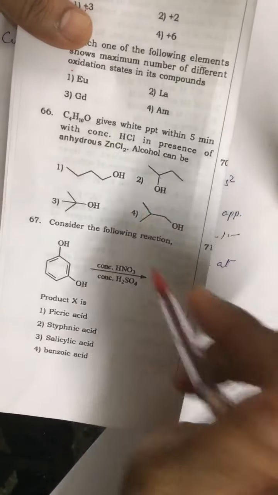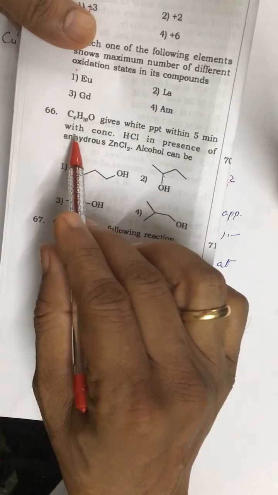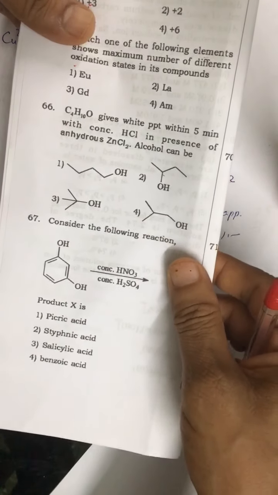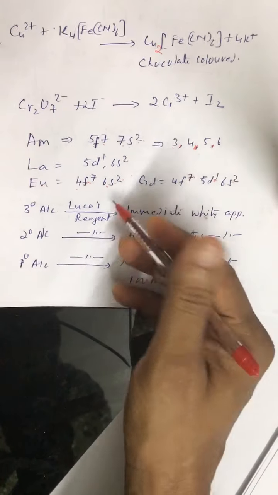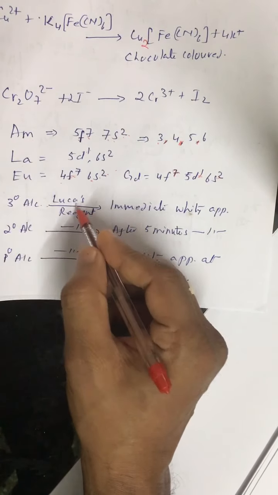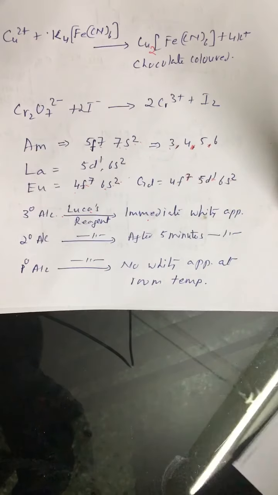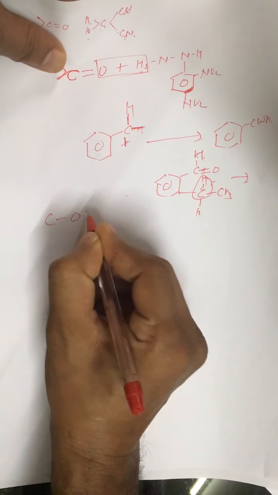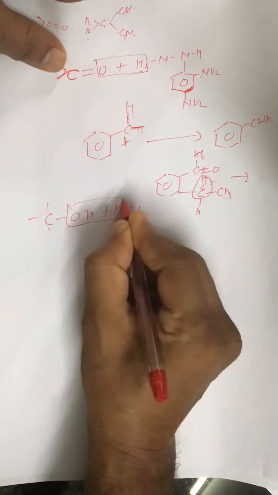Look at 66. C4H10O gives a white precipitate within 5 minutes with concentrated HCl in the presence of anhydrous ZnCl2. The alcohol can be? Question number 66, the correct answer is the second option. It is a characteristic of a 2-degree alcohol. 3-degree alcohols give an immediate whitish appearance. See, this is the reaction of alcohols with the Lucas reagent. With HCl, we get the chloro compound.